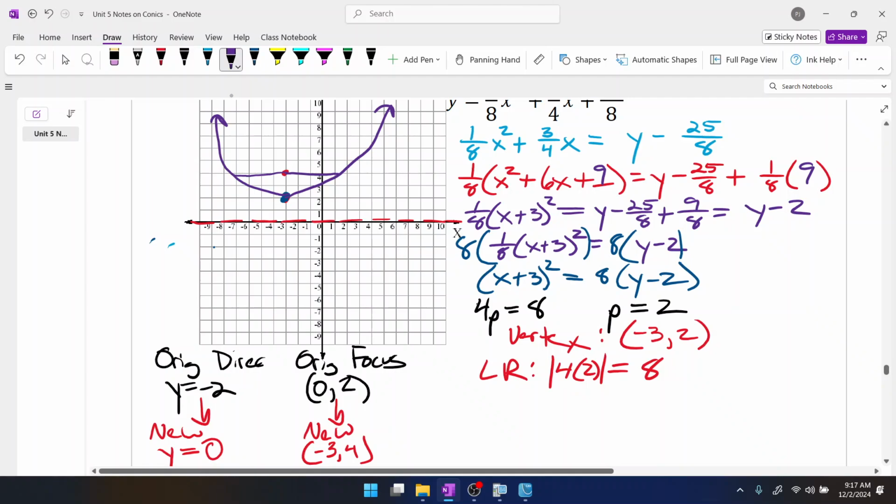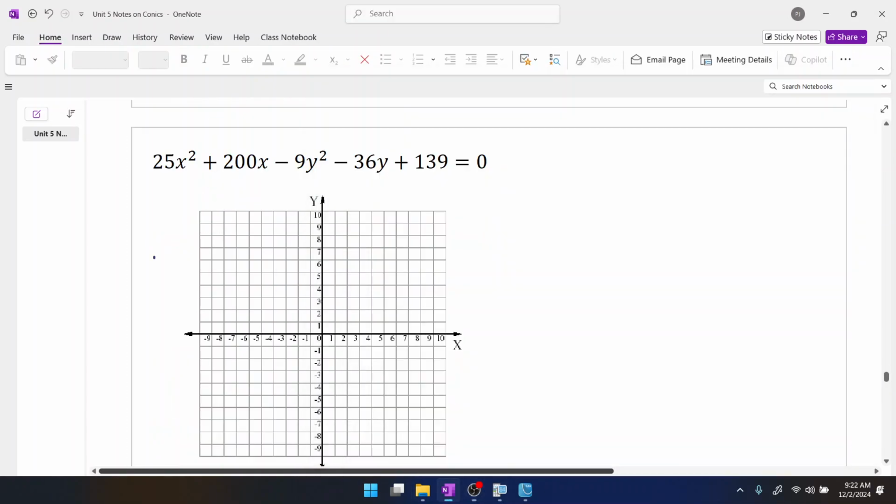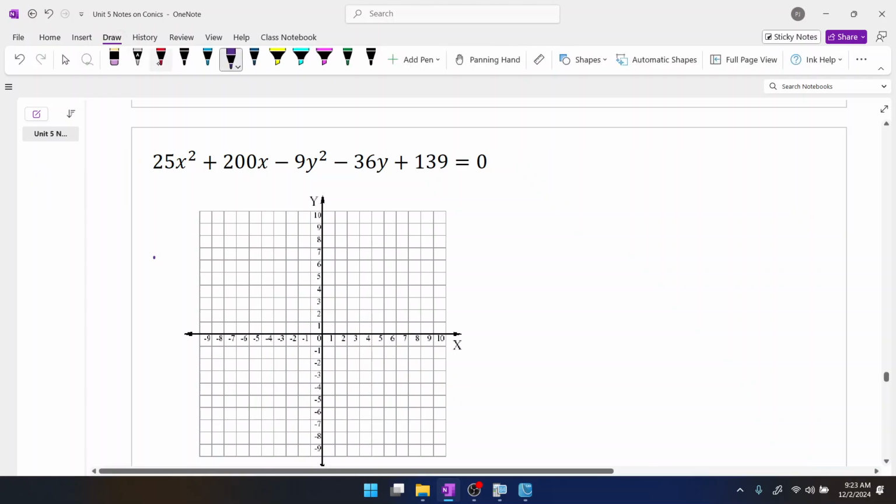Now, one thing I'll do is I'm going to give you a positive x squared but a negative in front of the y squared. So if one of these is positive and the other is negative, this is going to be a what? It's going to be a hyperbola.